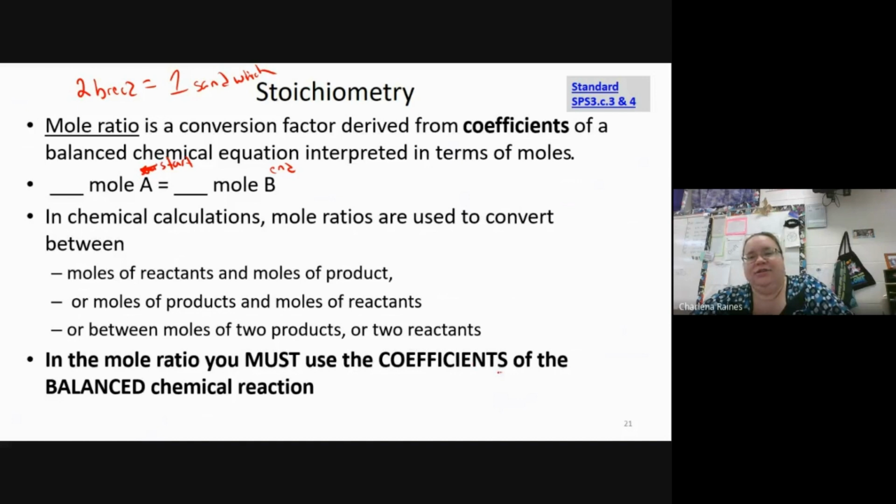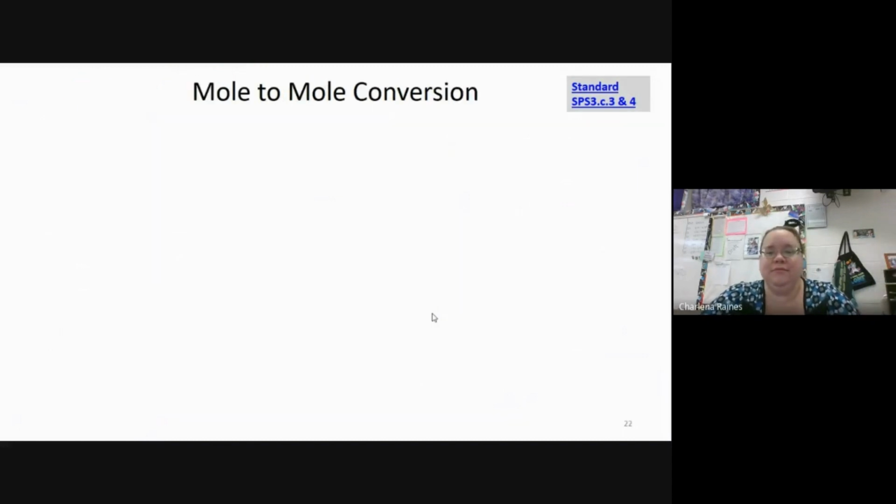I cannot stress this enough: the mole ratio is the only time that the coefficients come into play. Any other time, in any other conversion, your mole is always a 1. But anytime you're switching between two different substances, you have to have it in moles and you have to use the coefficients. So remember that if there's not a number in front of a substance in the balanced equation, it's an understood 1, which means we have one of those substances.